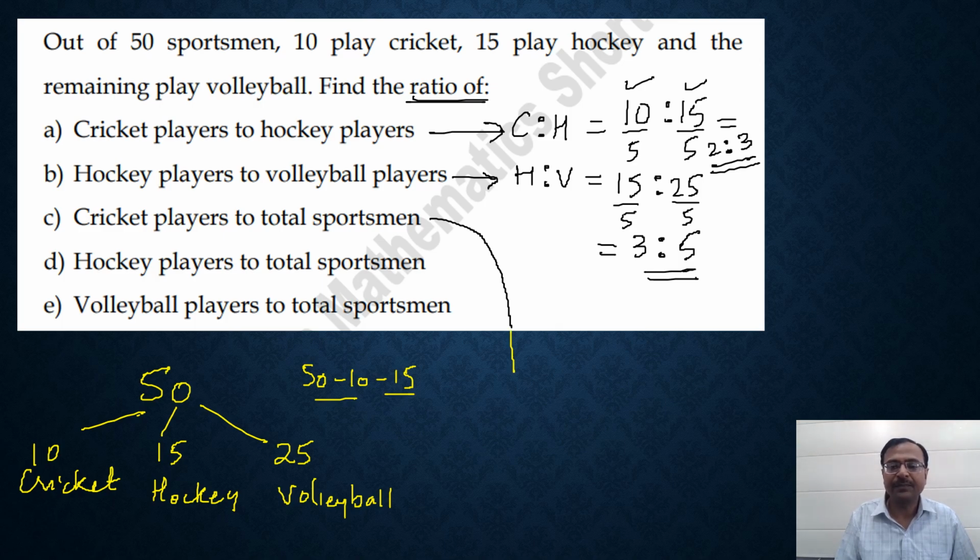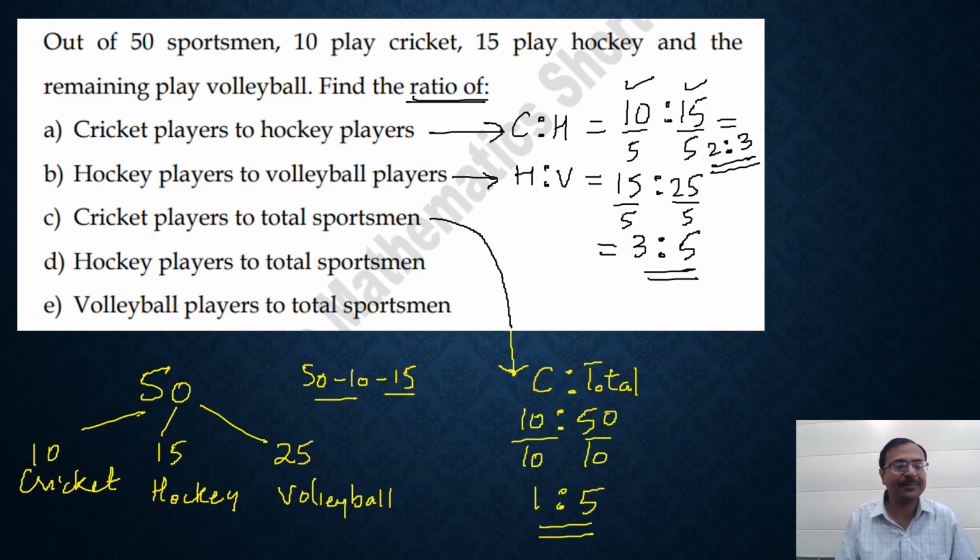In the third part, we have to find the ratio of cricket to total sportsmen. Cricket is played by 10 persons and the total number of persons is 50. What is the greatest common factor of 10 and 50? This time it is 10. So divide both by 10. You will have 1 ratio 5 as the answer of this question.